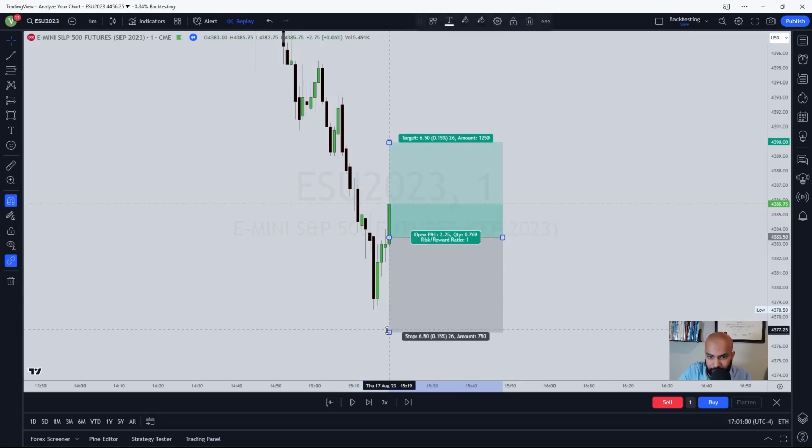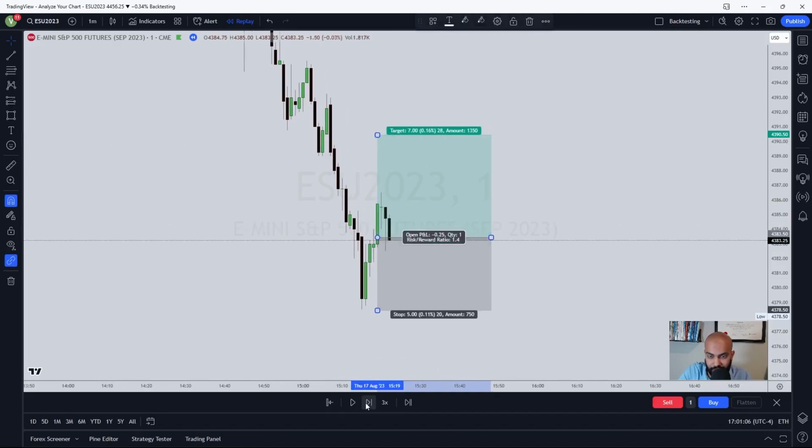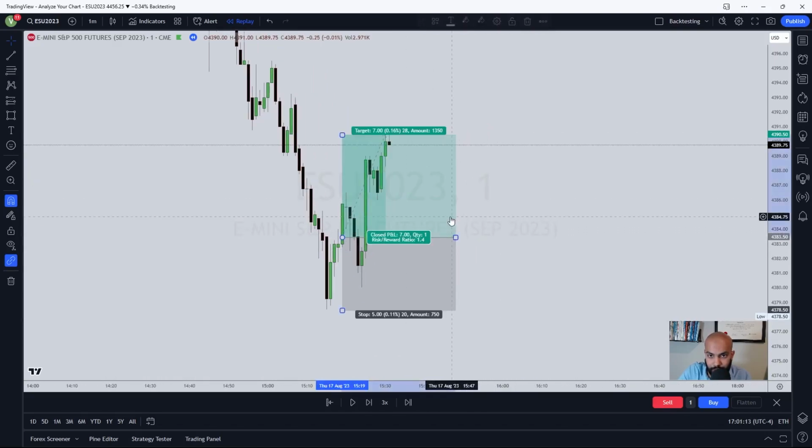Let's see if we can get long here, put a stop here, and then we could target this. Let's see if we get filled. Okay, we're filled. We're going up. Perfect. We actually want to trade.